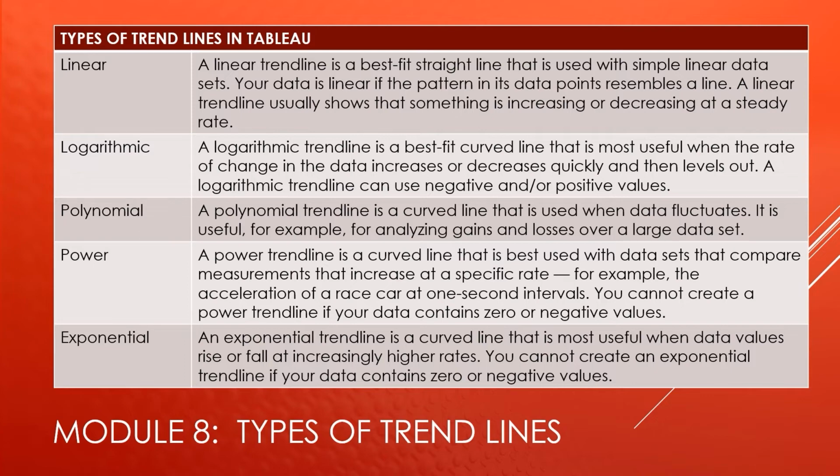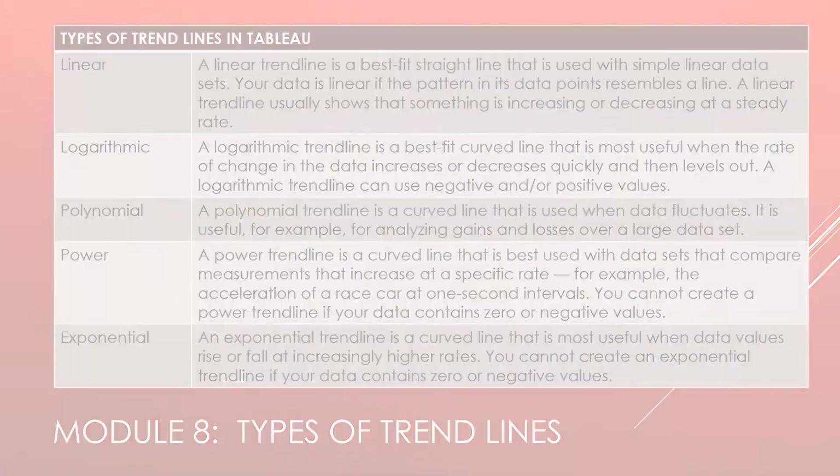Polynomial is used when data fluctuates. It's useful, for example, for analyzing gains and losses over a large data set. A power trend line is best used with data sets that compare measurements that increase at a specific rate. For example is the acceleration of a race car at 1 second intervals. And then exponential is most useful when data values rise or fall at increasingly higher rates. So you have that for your future reference, and we'll be using trend lines in this module.